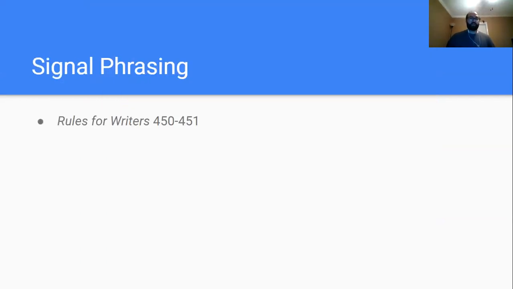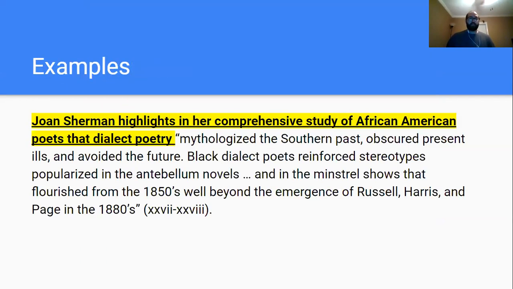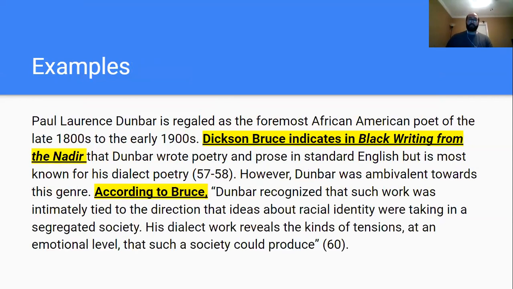So we've talked about the signal phrasing, but I'll give you guys some examples. So here you can see very clearly highlighted that Joan Sherman highlights in her comprehensive study of African-American poets that dialect poetry, and then it comes right into the quote. And all it is is just that little sentence that signifies to your reader that a quote is coming.